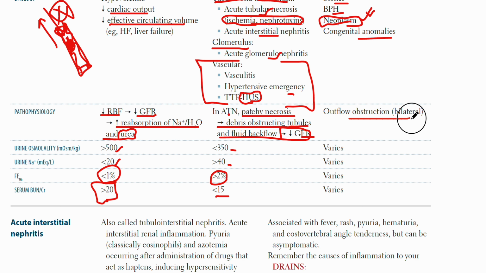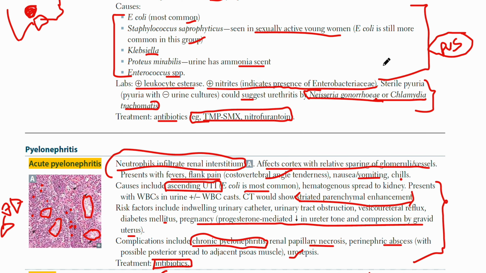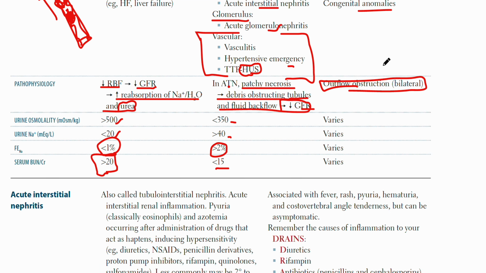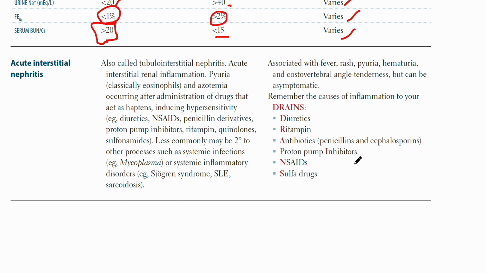It is outflow obstruction that is bilateral. There should be bilateral obstruction. Then in cases like staghorn calculi, it can cause outflow obstruction that is bilateral. So urine osmolality varies, urine sodium varies, fractional excretion of sodium also varies, and serum BUN to creatinine ratio also varies.